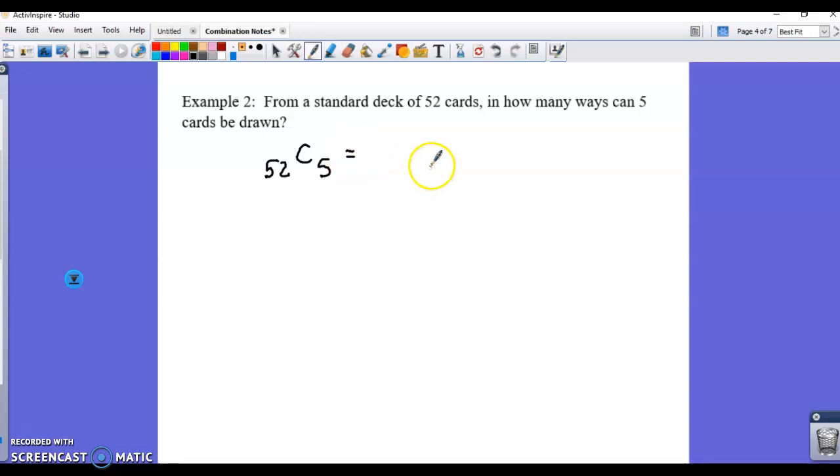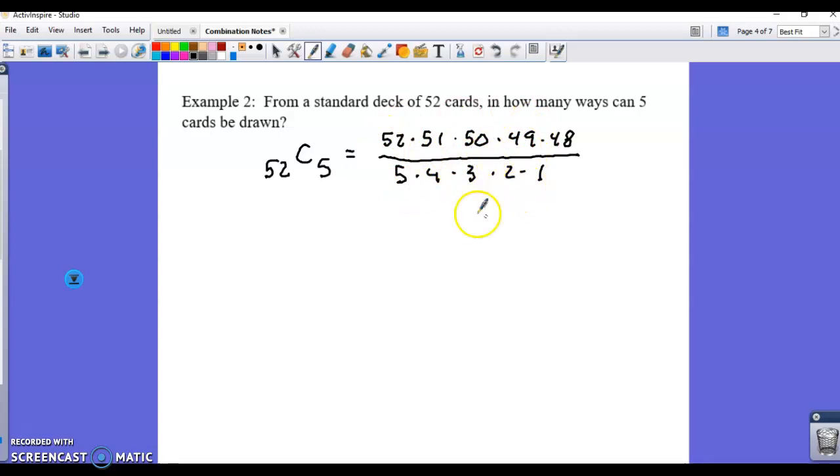Now, if we wanted to, we could do the multiplication. That would be 52, 51, 50, 49, 48. That'll be the first 5 numbers starting with 52, divided by 5, 4, 3, 2, 1. That's not as fun to do. You could reduce some of that, but it's still going to give you big numbers. So it's best just to go straight to the calculator, 52 choose 5, and get your answer that way.